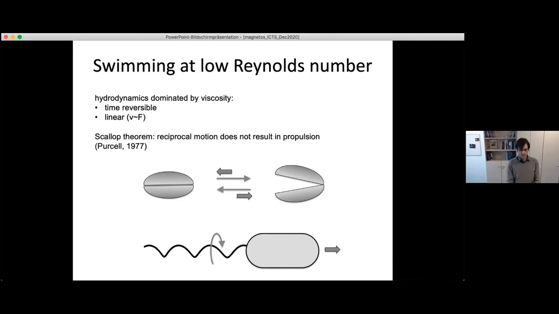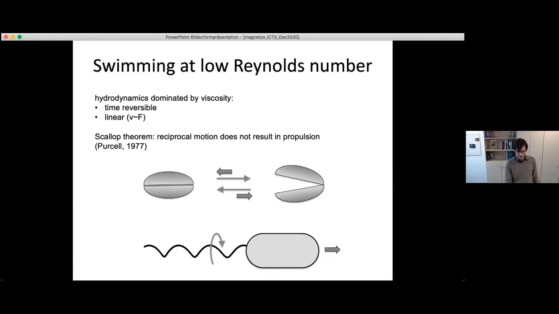One consequence of that is the so-called scallop theorem that says that reciprocal motion does not result in net propulsion. The hypothetical scallop of Purcell is this double shell thing, and the shell opens and closes. When it opens, it will move in one direction. And when it closes again, it will move backwards exactly the same distance in the opposite direction. So this can only lead to back and forth over a little bit, but it doesn't result in any net propulsion. So we need other mechanisms at low Reynolds number for propulsion, and one of them is this rotation of a helical structure, such as the flagellum of a bacterium.